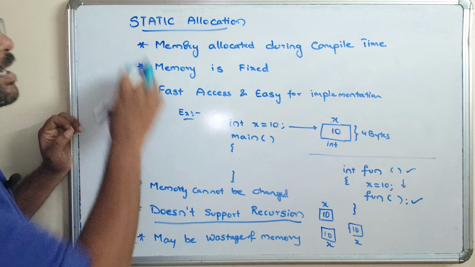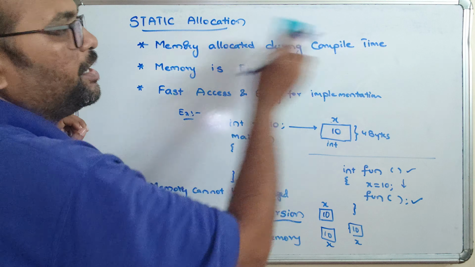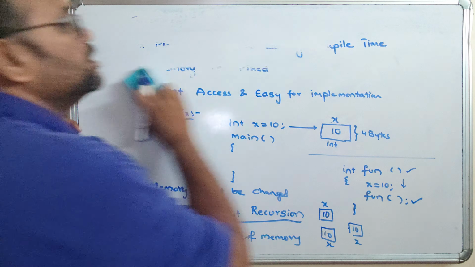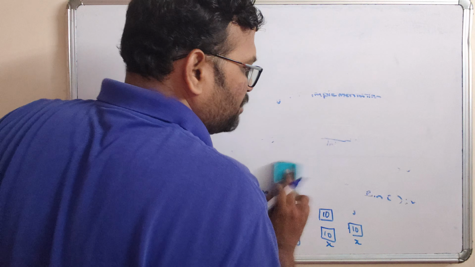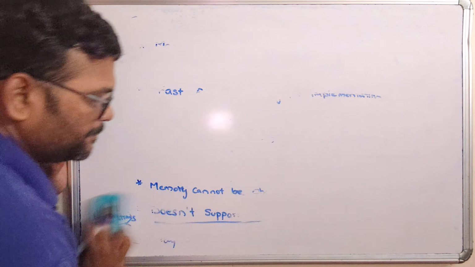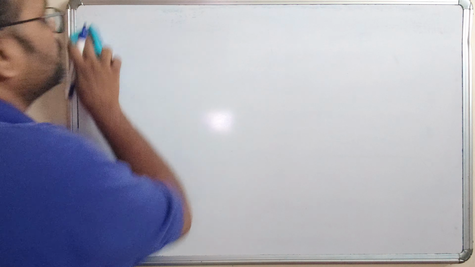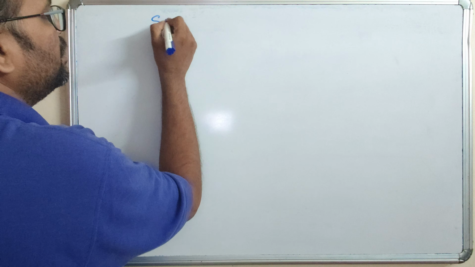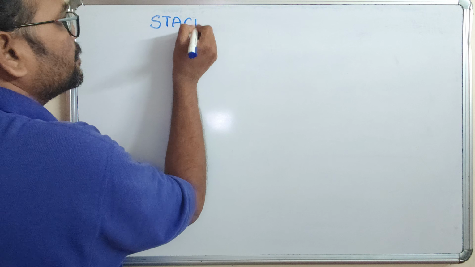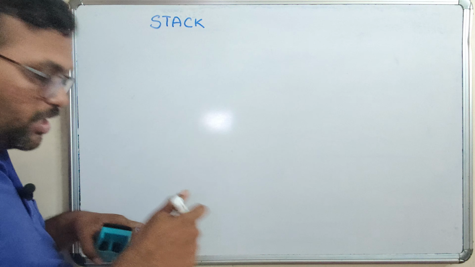So hope you understood static allocation, where memory is allocated during compile time. Now we'll see the stack allocation policy. Static, stack. Remember those terms. So the next one is the stack allocation strategy.